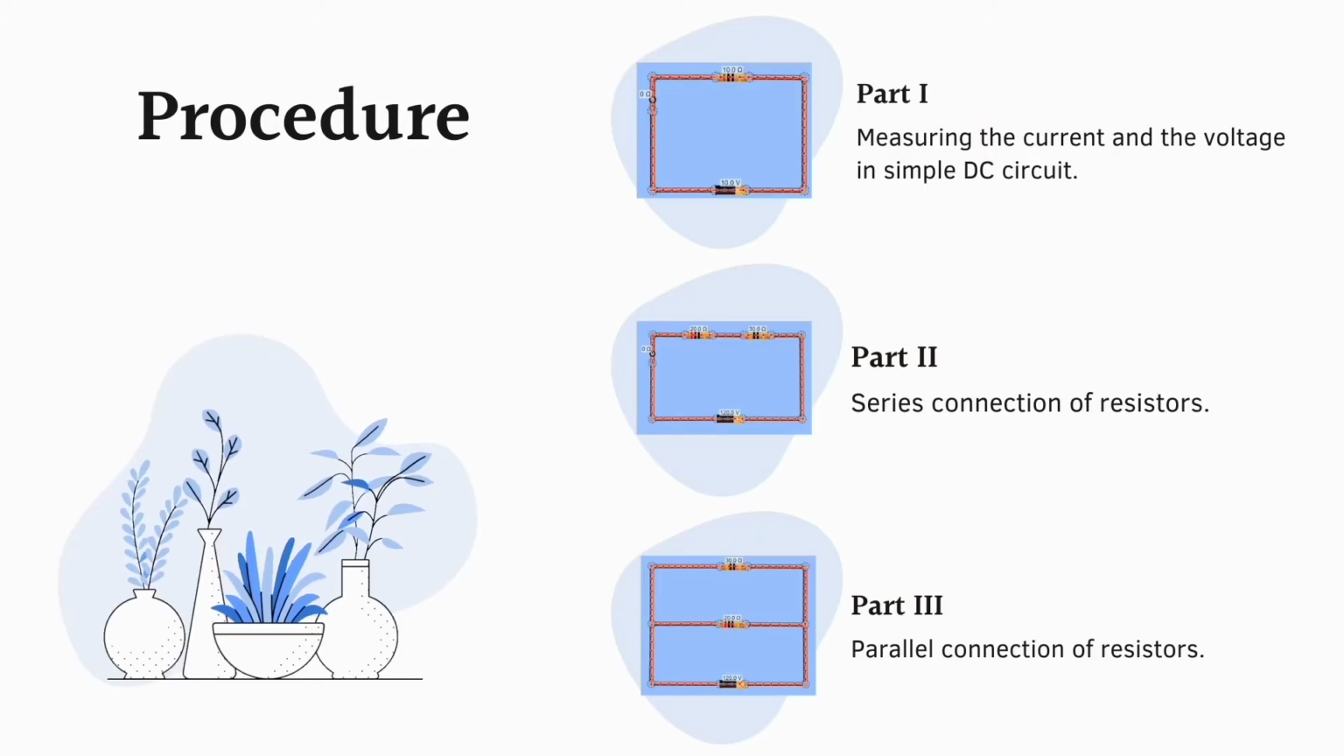There are 3 parts in this experiment. Part 1, measuring the current and the voltage in a simple DC circuit. Part 2, series connection of resistors. And the last one is Part 3, parallel connection of resistors.